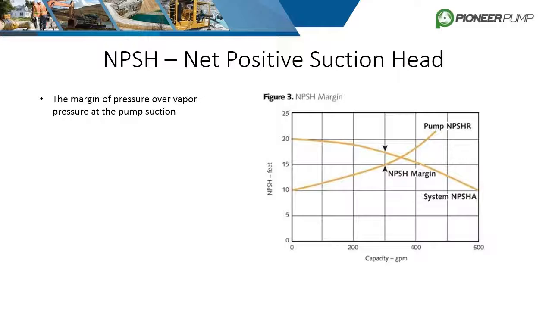NPSH, or net positive suction head, is the term used to describe the margin of pressure over the vapor pressure of the fluid at the pump suction. The units for NPSH is feet of head, and it has two components, NPSH required and NPSH available. For the pump to function properly, NPSH-A needs to be greater than NPSH-R. As long as the NPSH-A is greater than NPSH-R, the pump will prime and avoid damaging cavitation. Both terms are covered in depth in the following slides.